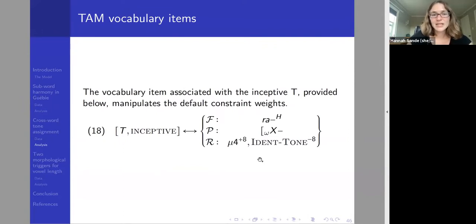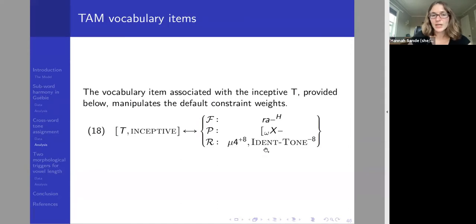But in the environment of, say, the inceptive prefix, we have a prefix ra, with a floating high tone. It's specified prosodically as a prefix on a prosodic word, and it is associated with a constraint weight readjustment.